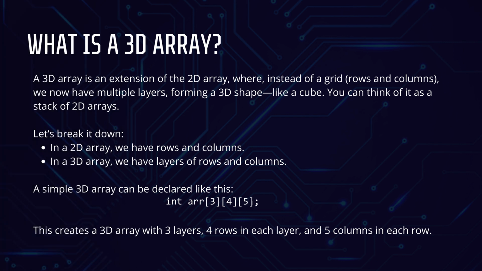A 3D array is an extension of the 2D array, where, instead of a grid of rows and columns, we now have multiple layers, forming a 3D shape, like a cube. You can think of it as a stack of 2D arrays. In a 2D array, we have rows and columns. In a 3D array, we have layers of rows and columns. This creates a 3D array with 3 layers, 4 rows in each layer, and 5 columns in each row.